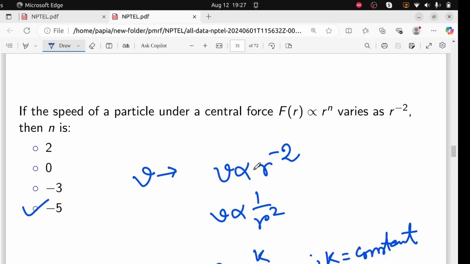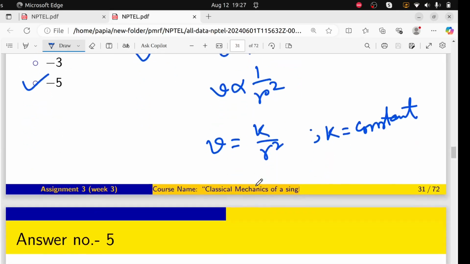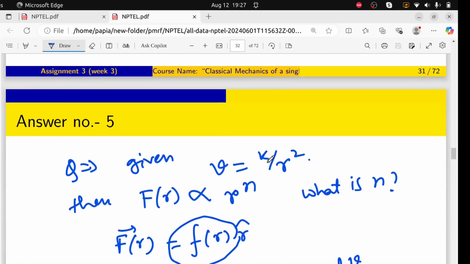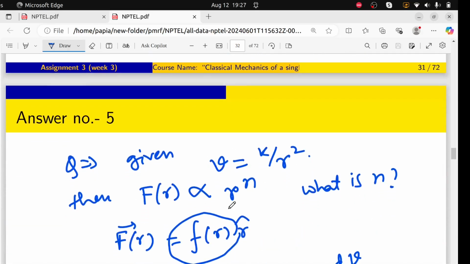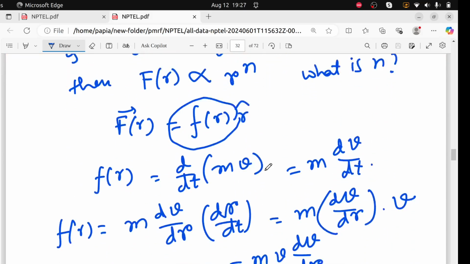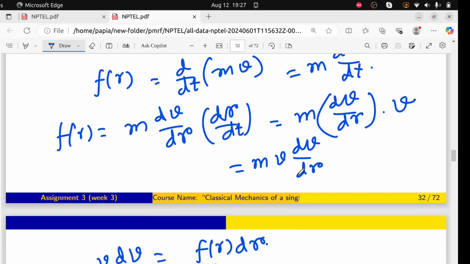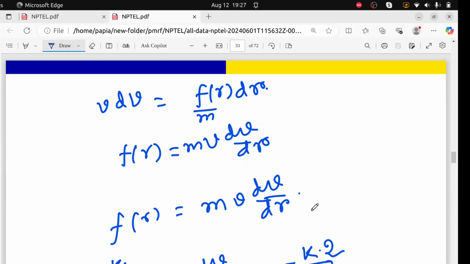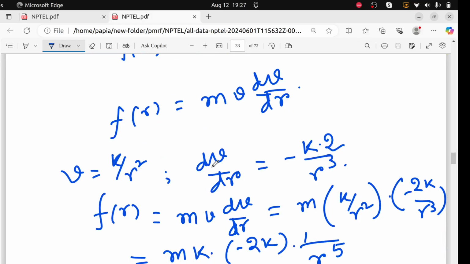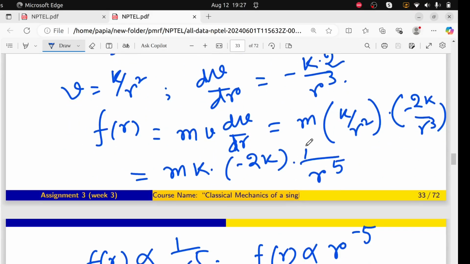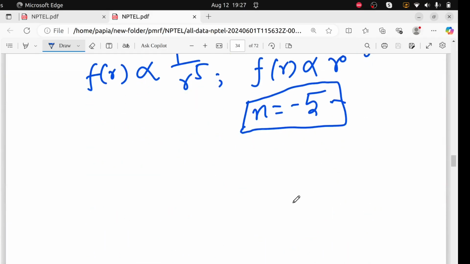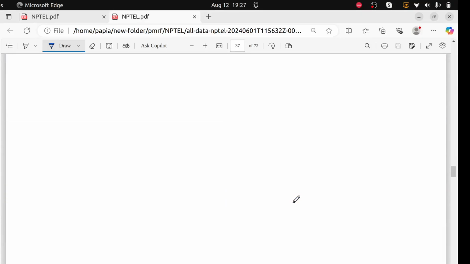Now question number 5. If the speed of the particle is given as k by r square, then what will be the F(r) dependency on r? So if v is k by r square, then we can transform F(r) in terms of v and r: m v dv by dr. Then we can just calculate dv/dr and v, and then multiply. Then we are getting 1 by r to the power 5. So it is minus 5 in this case.